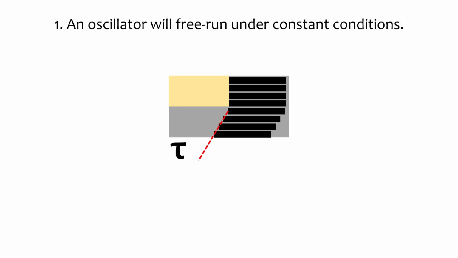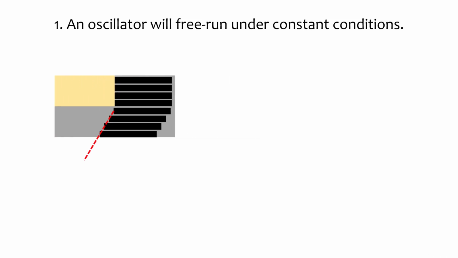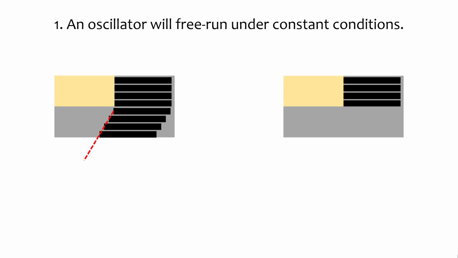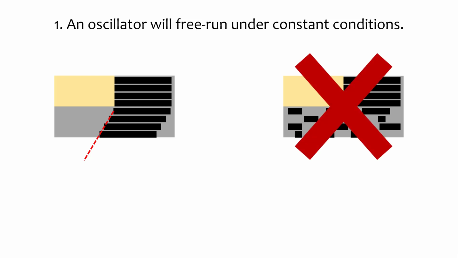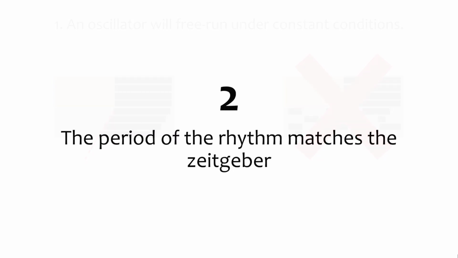Let's look at a rhythm that doesn't fit this rule. If the rhythm doesn't free run in constant conditions, we might see that their behavior becomes arrhythmic in constant conditions and occurs randomly. In this case, the locomotor activity rhythm does not free run under constant conditions. For example, perhaps the apparent activity rhythm was driven by the light-dark cycle.